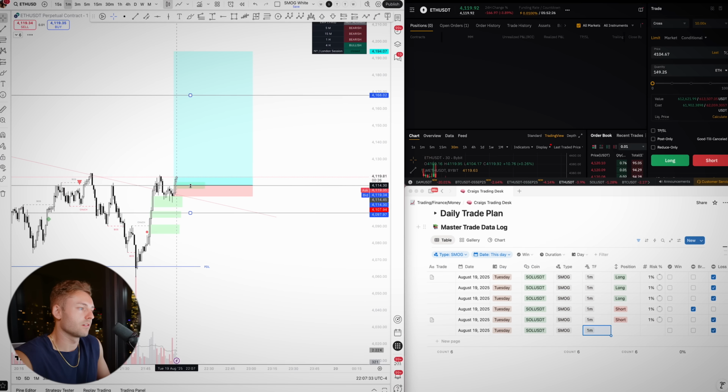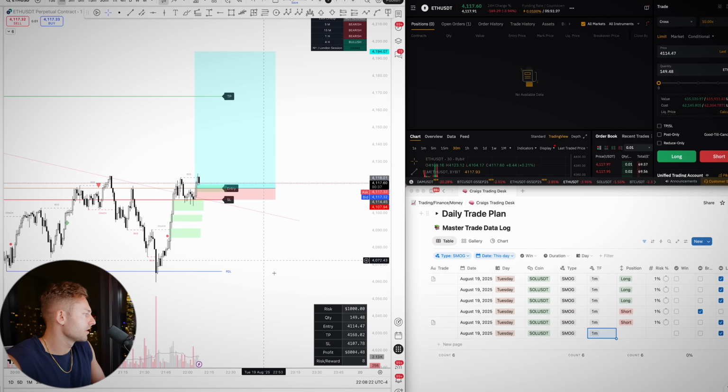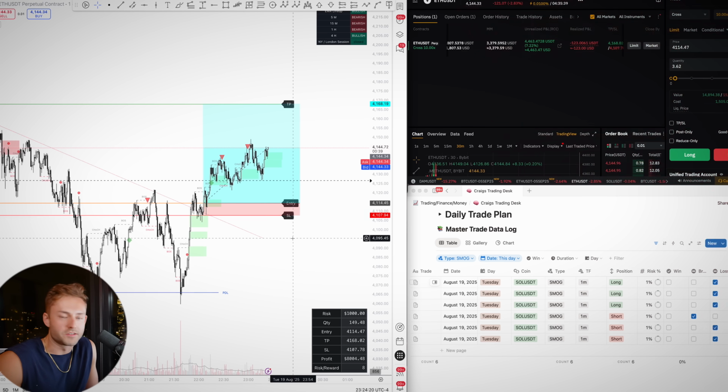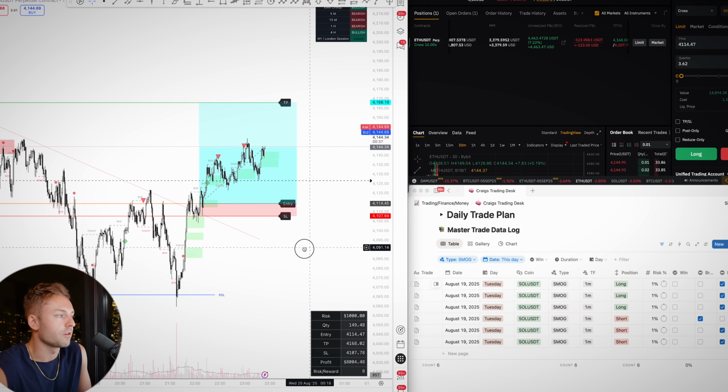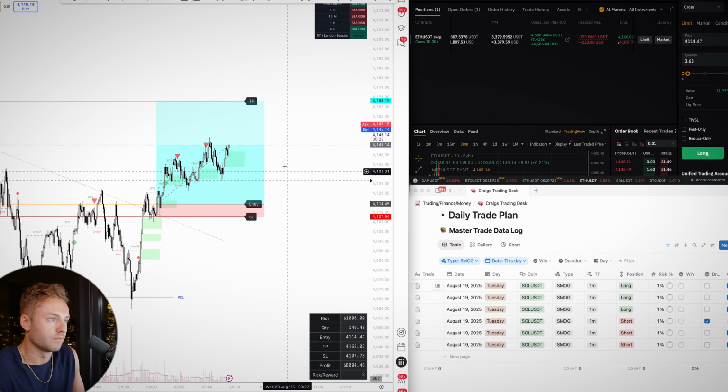Getting some momentum here. This is a good setup. Let's see if we can get filled here. All right, we're in. All right, so we did get a nice push here on Ethereum. It's starting to move higher here. So I would love to let this trade run.